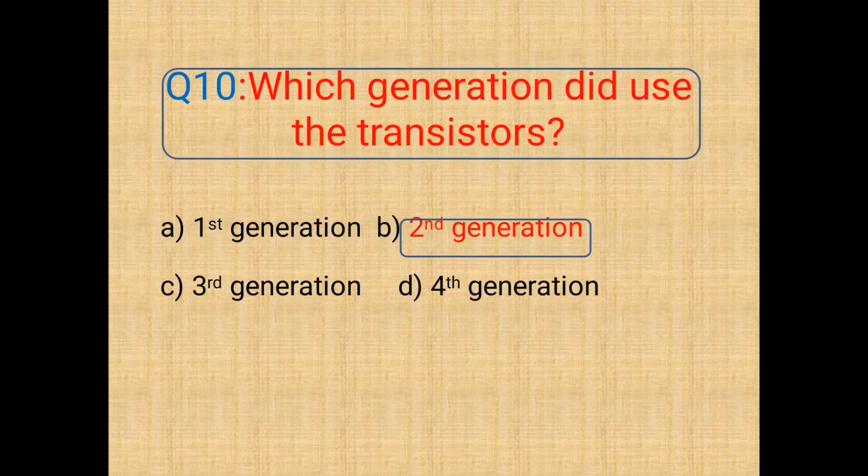Question number 10. Which generation did use the transistor? Option A first generation. Option B second generation. C third generation. D fourth generation. So second generation computer uses the transistor. So in this case the correct option is this one, B.